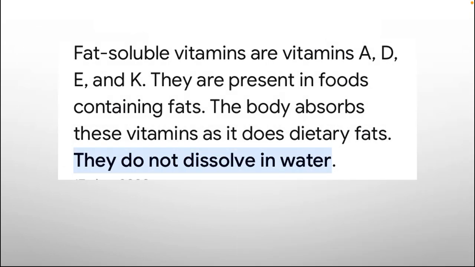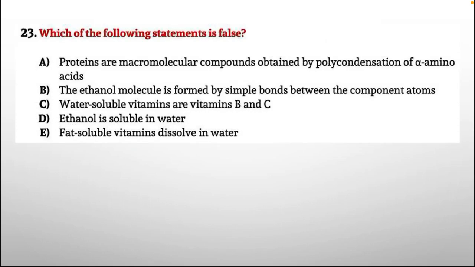Fat soluble vitamins are vitamins A, D, E, and K. They are present in food containing fats. The body absorbs these vitamins as it does dietary fats. They do not dissolve in water. So option E is incorrect, and therefore we got our answer, option E, because we need to check which option is incorrect. Fat soluble vitamins are actually not dissolved in water.